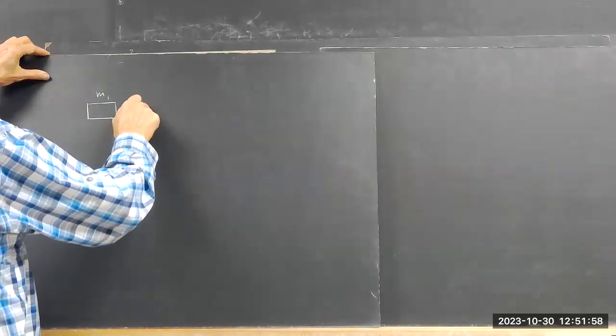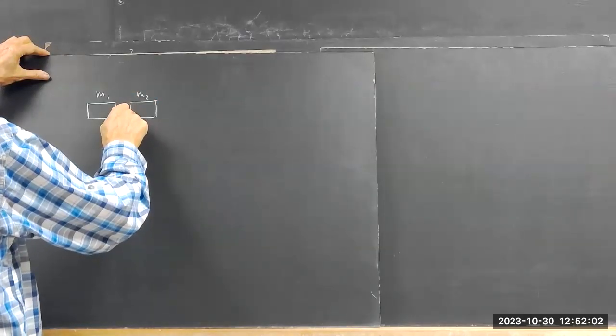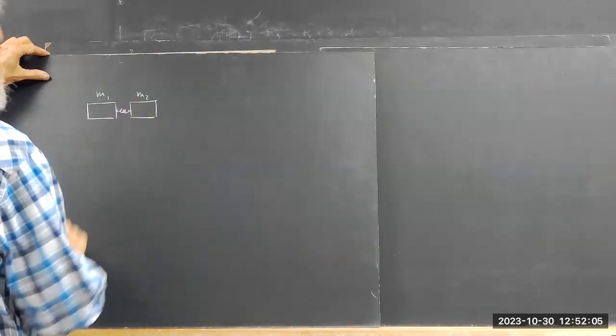Mass M1 and mass M2 with a coiled spring between them. We release this spring.